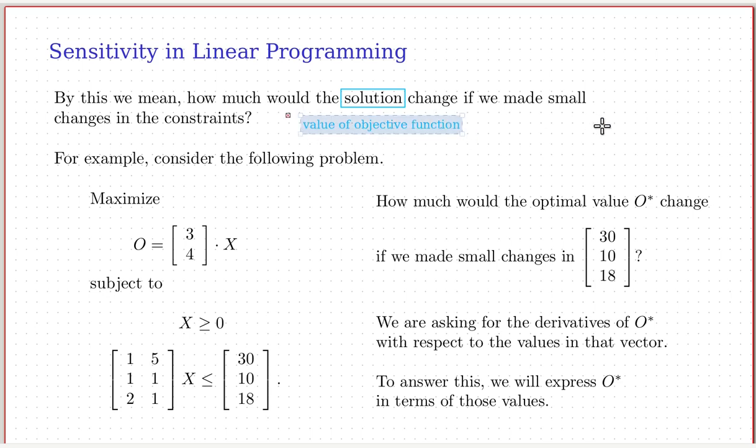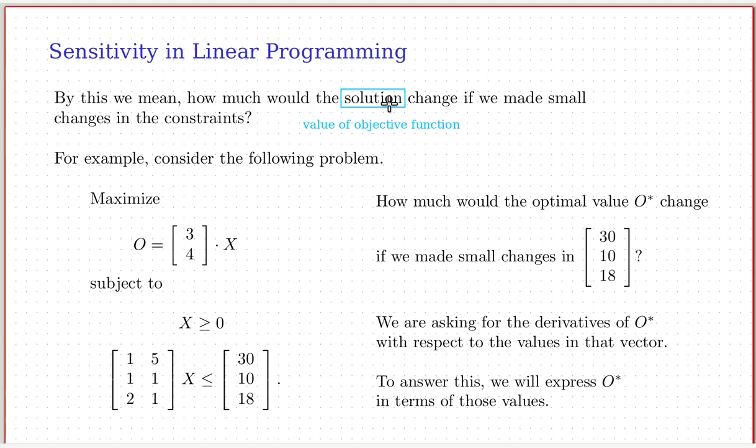By the solution, well, it's kind of an ambiguous term in the context of linear programming. Sometimes you think of the solution as the x values, and sometimes you think of the solution as the value of the objective function. In this context, I mean the value of the objective function. So if we're trying to minimize cost, then the solution is the minimum cost. Or if we're trying to maximize profit, then the solution is the maximum profit we can make.